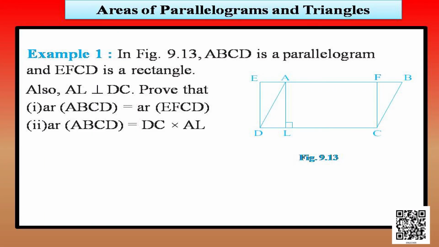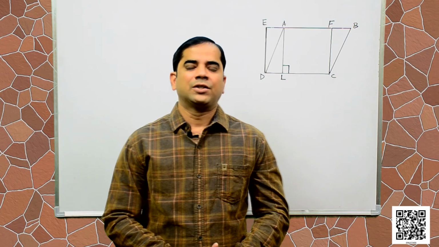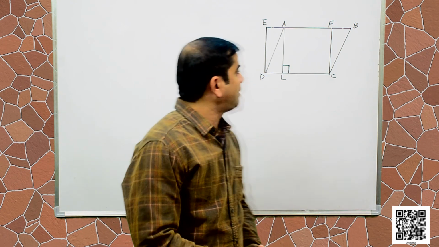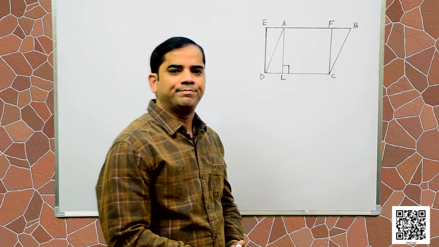It says, in figure 9.13, as it is given in your book, ABCD is a parallelogram and EFCD is a rectangle. Also, AL is perpendicular to DC. Prove that area ABCD is equal to area EFCD and area ABCD is equal to DC into AL. So students, let me draw the diagram first, then we will discuss the solution. I have drawn the diagram as it is given in your book.